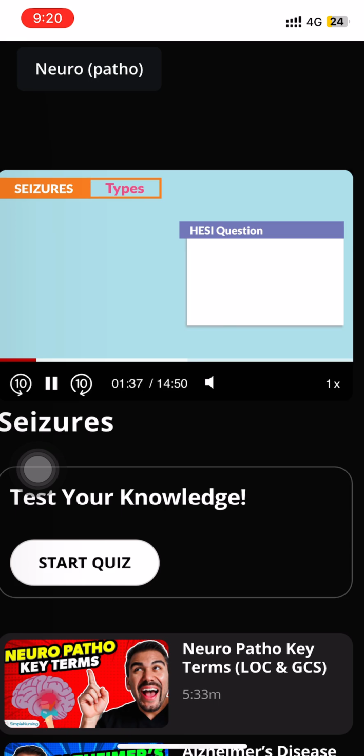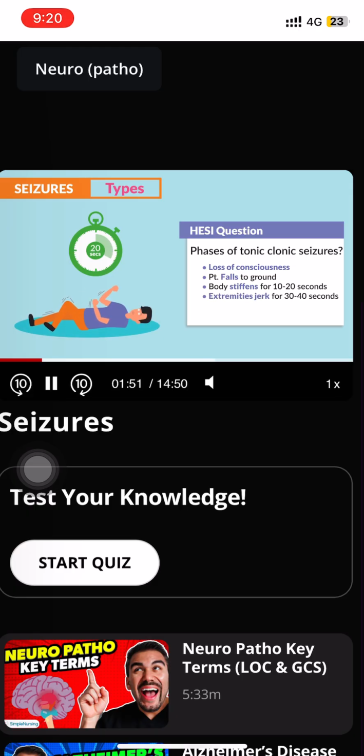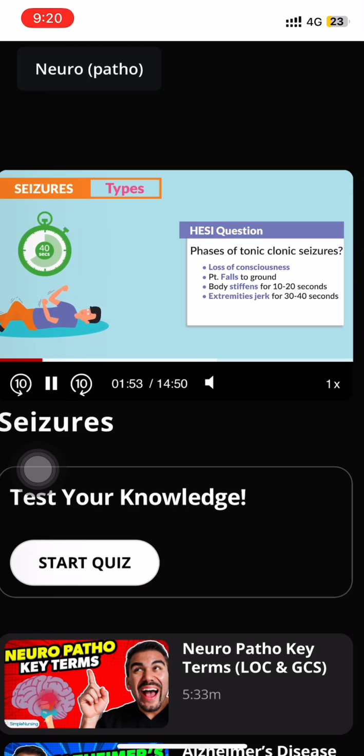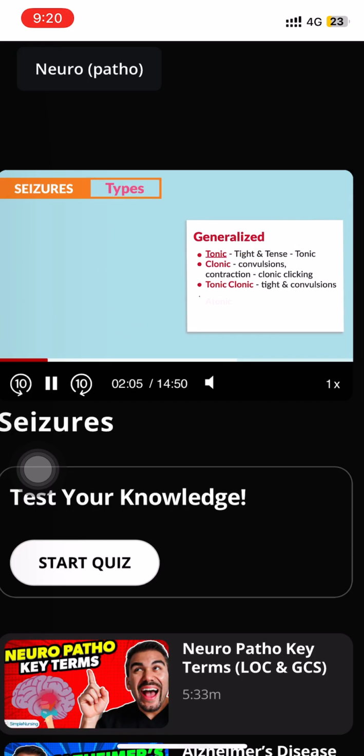So Hesse had a question about this, talking about the phases of tonic-clonic seizures. We get a partial loss of consciousness, the patient falls to the ground, the body becomes stiff, or basically tight, for about 10 to 20 seconds, and then the extremities jerk for 30 to 40 seconds, and then after, the patient feels very tired and sleepy. Now, we're going to break this down in terms of the phases of a seizure later, but those are the key terms for tonic-clonic.